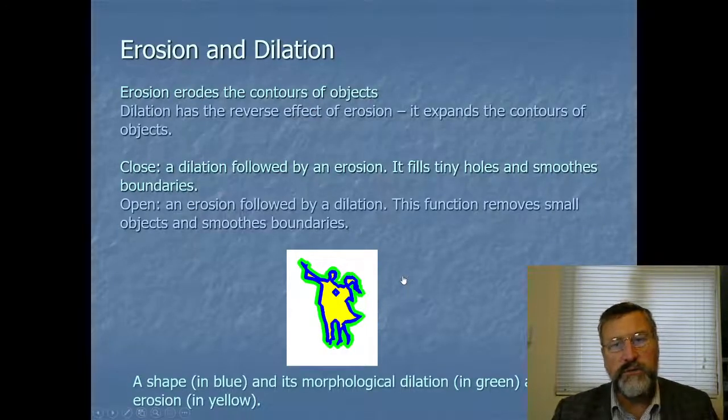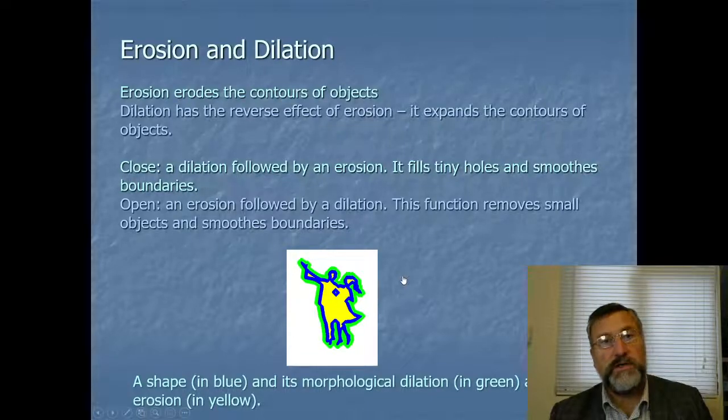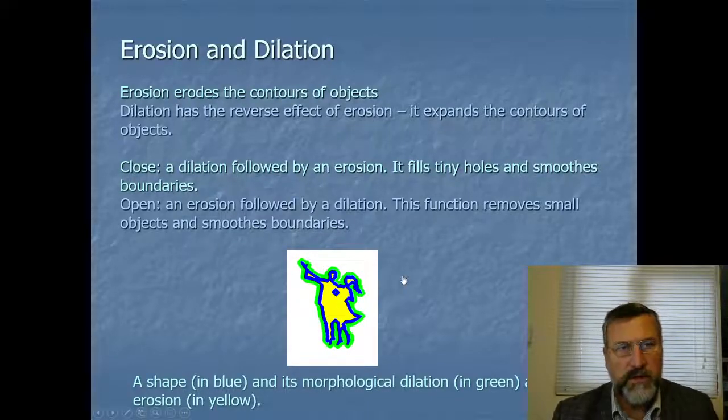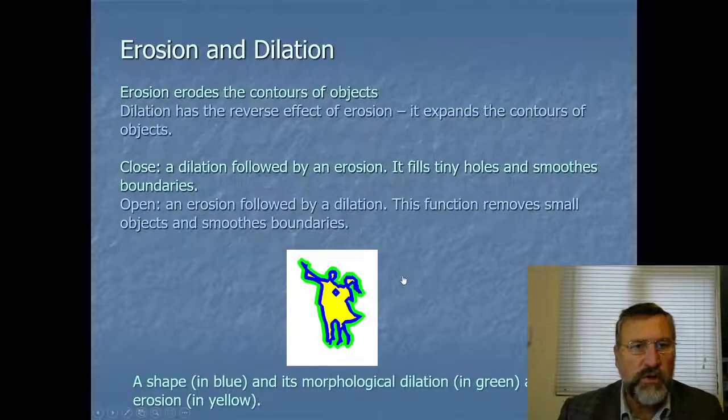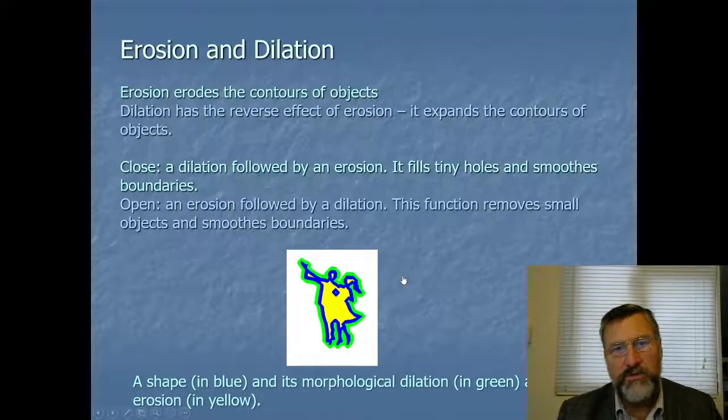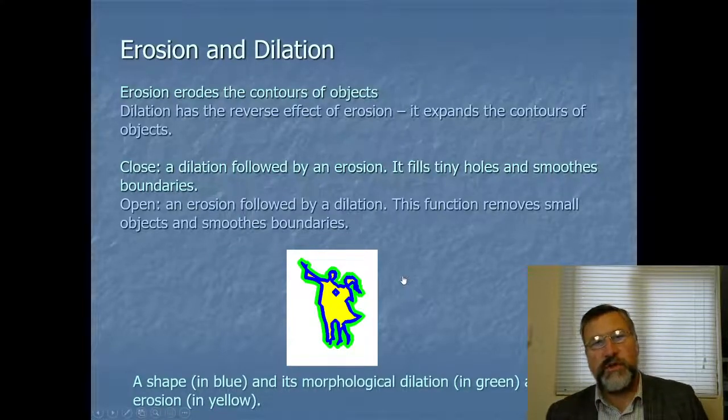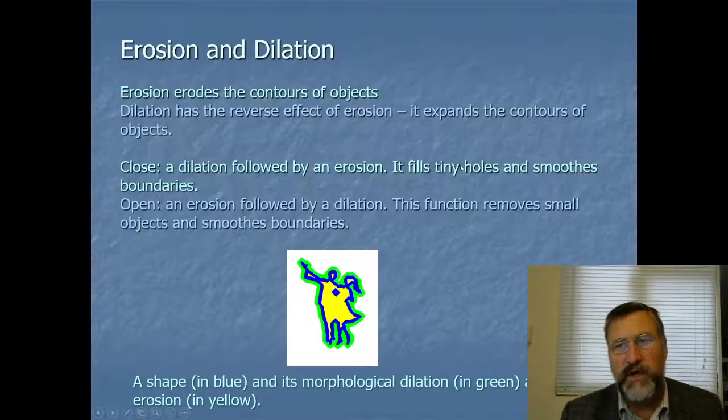Now, another thing you can do, of course, in terms of data reduction is erosion and dilation. Erosion, not surprisingly, erodes the contours of an object. And dilation has the reverse effect of erosion. It expands the contours of an object. Now, what they call a close operation is a dilation followed by an erosion. So there you add a layer of pixels on, and then you take a layer of pixels off. You can do this as many times as you want. You can do multiple erosions and multiple dilations. And you can imagine that the close operation fills in tiny holes and smooths boundaries.